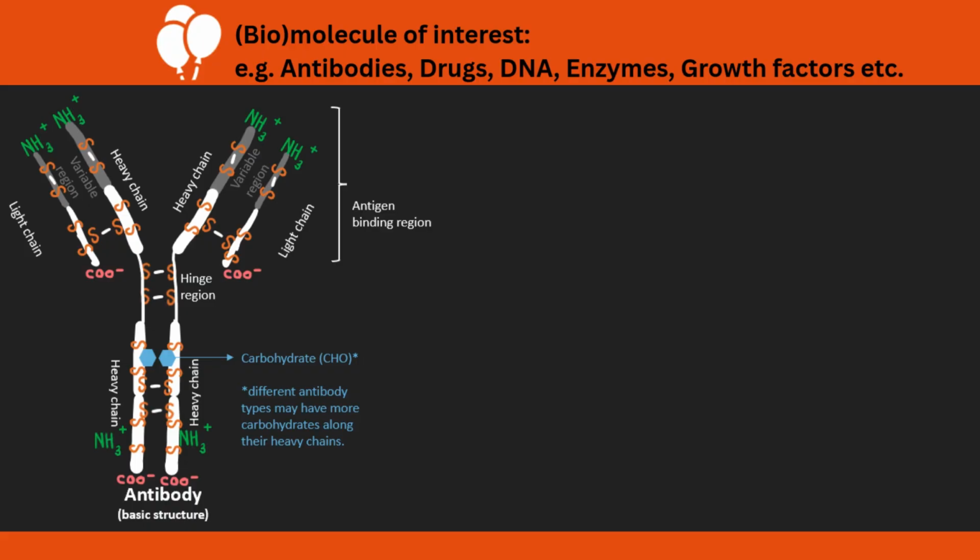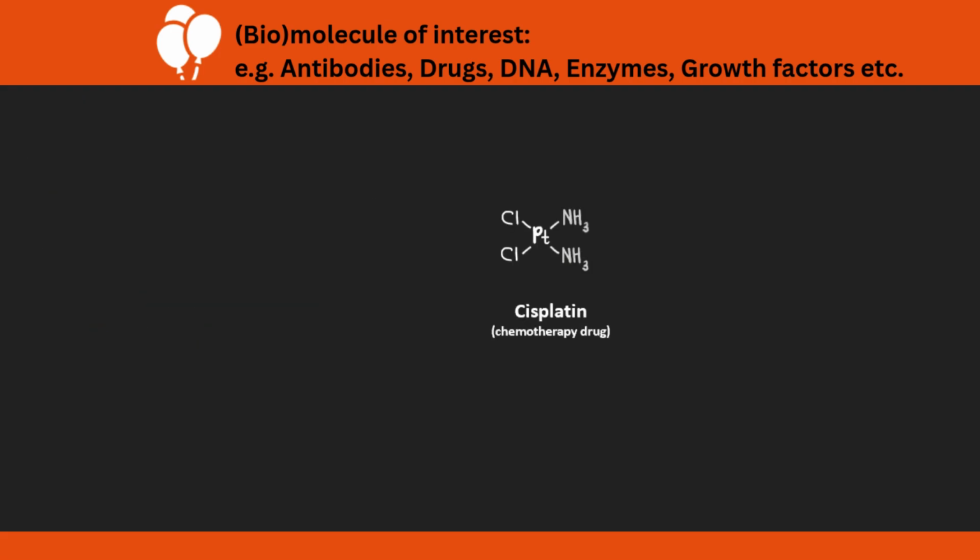Common functional groups include thiol or sulfhydryl groups, SH, amine groups, NH2, carboxyl groups, COOH, and carbohydrate regions that contain aldehyde groups, CHO. Another example is if you're attaching a chemotherapy drug like cisplatin to nanoparticles for targeted cancer delivery. In this case, you need to know how cisplatin binds. It has two stable amine, NH3, ligands, and 2 labile chloride ions.